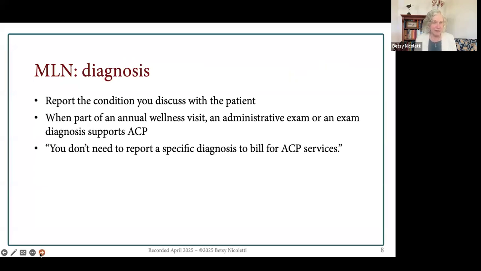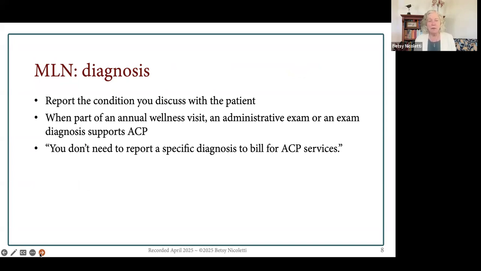The MLN Matters article says to report the diagnosis of the condition that you discuss with the patient. So if you had a patient with end-stage renal disease or advanced heart failure, that would be the condition that sparked the discussion, and you would use that condition.